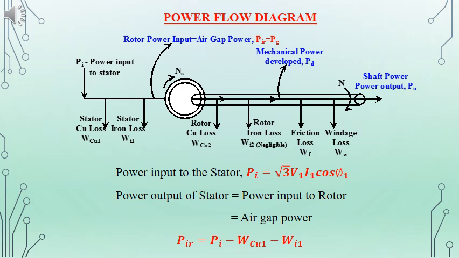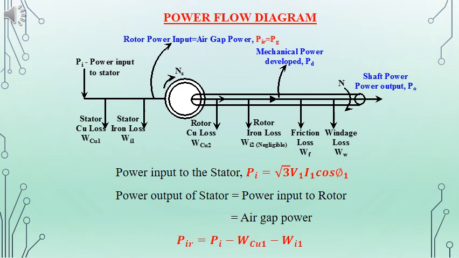To the three-phase induction motor, we are providing a three-phase supply. So the input that is given to the stator winding is electrical in nature. We have to deduct the losses on the stator, which in the diagram are given as stator copper loss and stator iron loss. The rest of the power is available as air gap power, which is the actual input to the rotor circuit.